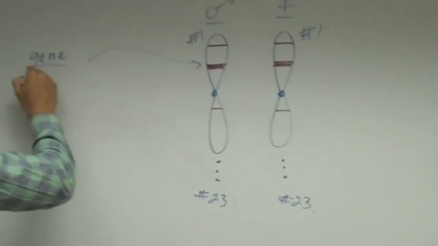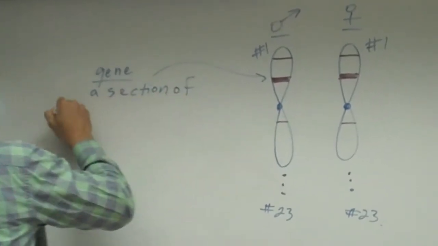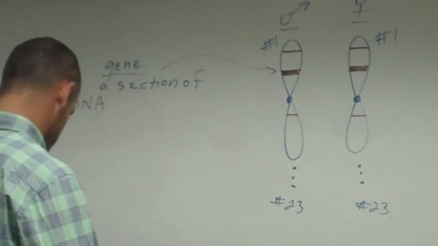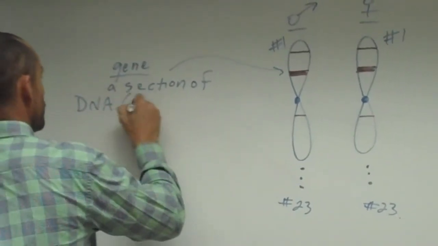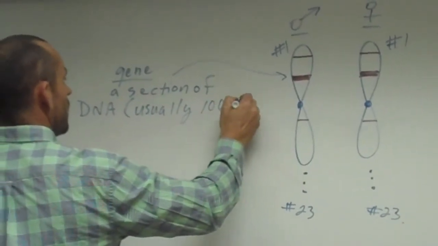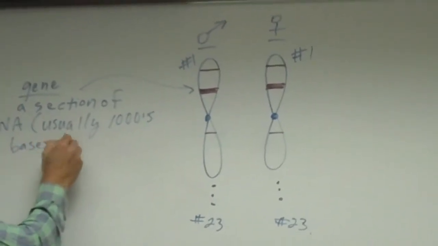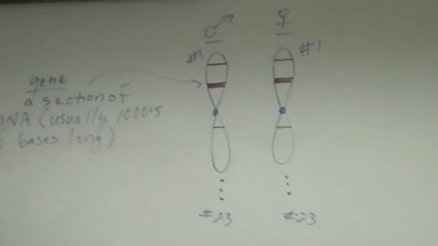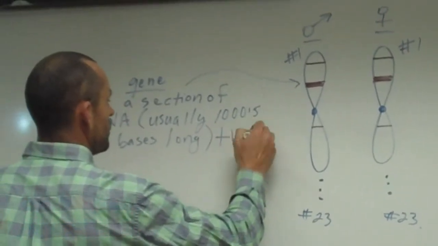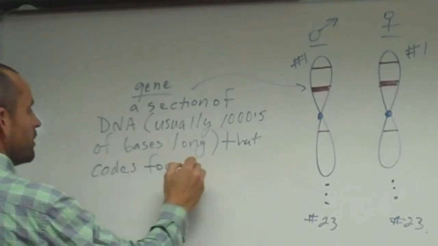And a gene is a section of DNA, usually thousands of bases long, as opposed to the codon where you only have 3 bases. So a section of DNA that codes for a protein.